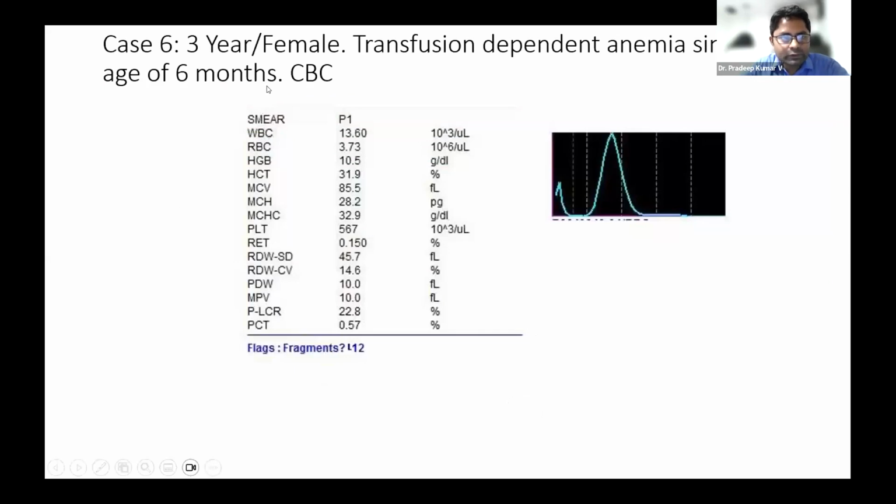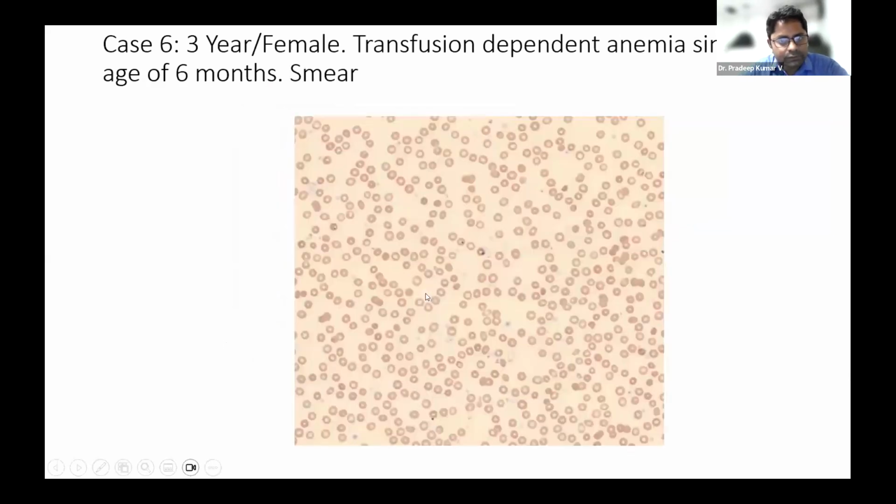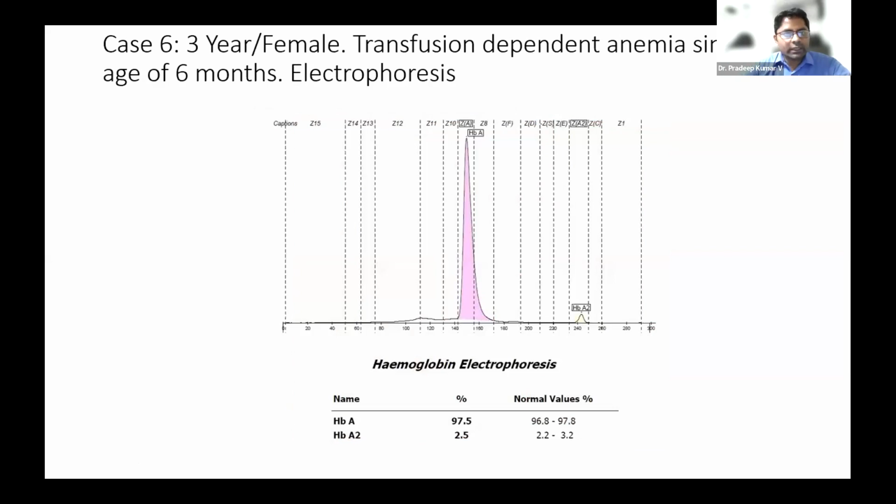So the last case: a 3-year-old female with transfusion-dependent anemia from the age of 6 months, and we have the CBC data. Hemoglobin of 10.5 is near normal for a 3-year-old, indices are normal, with a slightly low RBC count. If you look at the histogram, it's absolutely fine. The only flag they have given is fragments. We did a peripheral smear for this, and literally nothing. There's no poikilocytosis, hardly any anisocytosis. We also did the electrophoresis, which was almost normal.